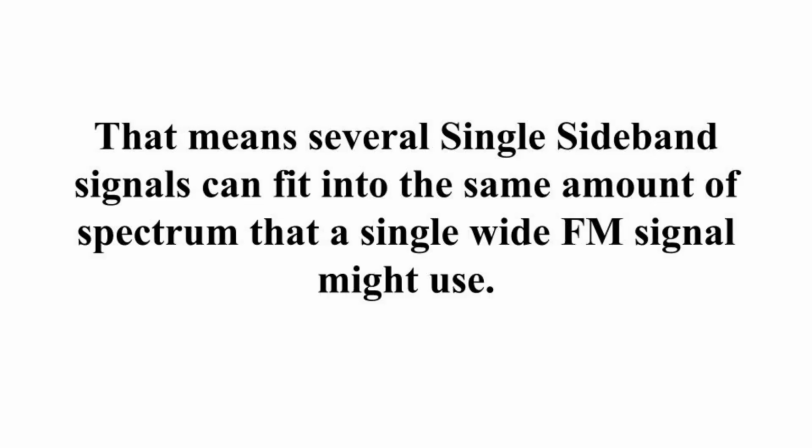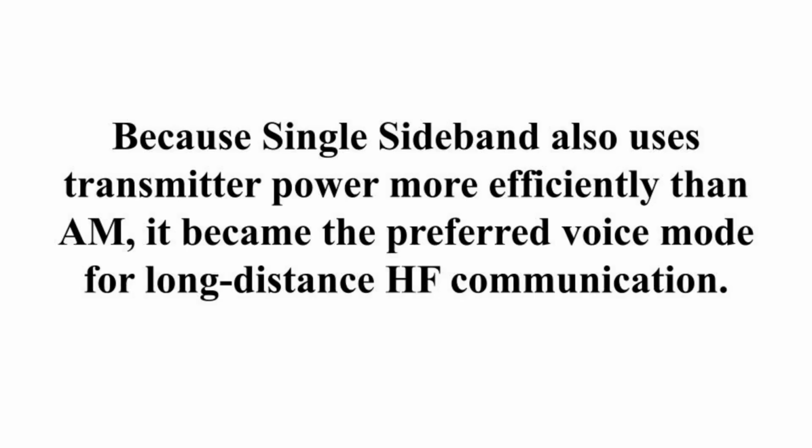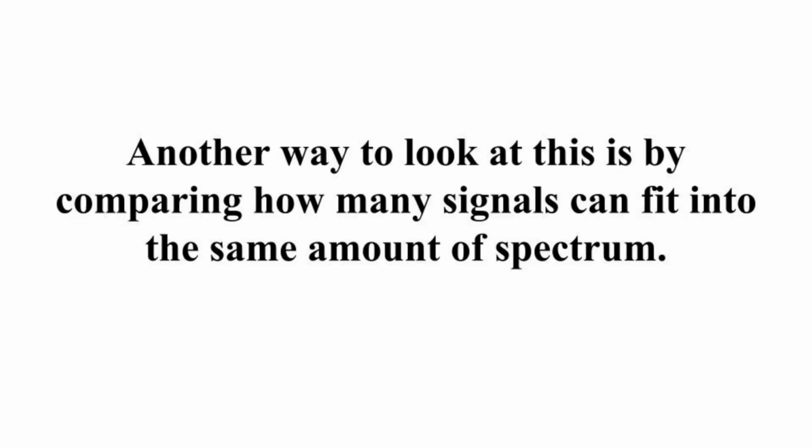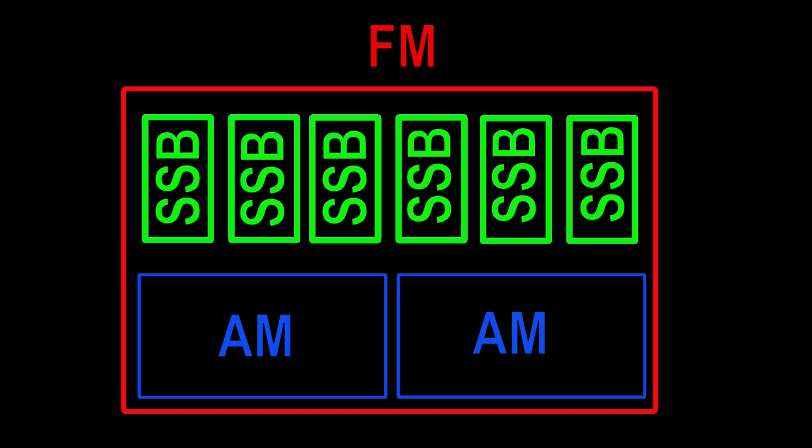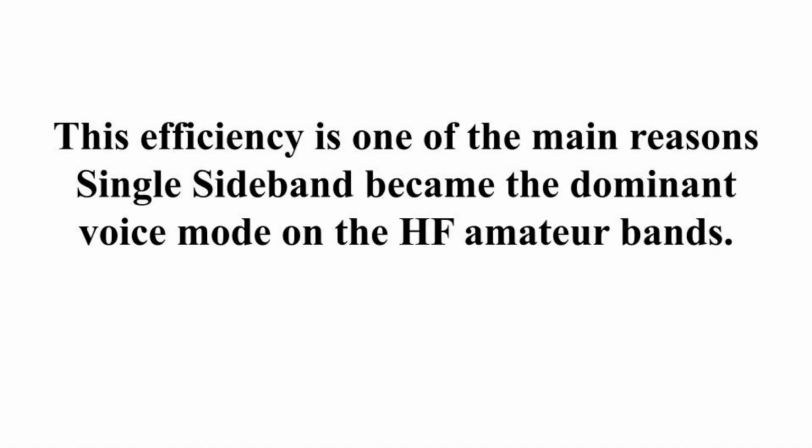That means several single sideband signals can fit into the same amount of spectrum that a single wide FM signal might use. Because single sideband also uses transmitter power more efficiently than AM, it became the preferred voice mode for long-distance HF communication. Another way to look at this is by comparing how many signals can fit into the same amount of spectrum. In the space required for one typical 15 kHz FM signal, you could fit roughly 2 AM signals. In that same amount of spectrum, you could often fit 5 or even 6 single sideband signals. This efficiency is one of the main reasons single sideband became the dominant voice mode on the HF amateur bands.